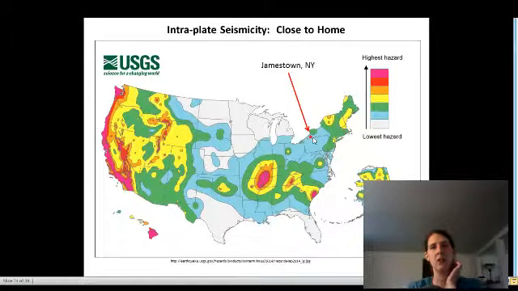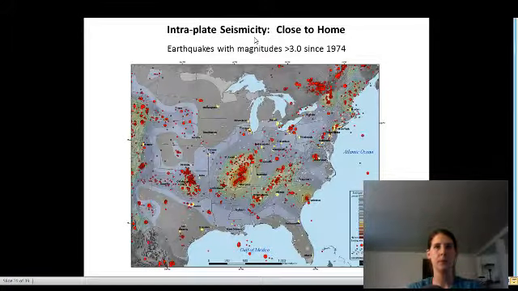And then here in Jamestown, it's a fairly low hazard. There's a little bit of green up here, and again, that's because of that still active fault system up outside of Buffalo. This is showing earthquakes with magnitudes of greater than 3.0 since 1974. So like I said, there's a very active zone here, a little bit right outside Buffalo, a little bit in northern Ohio. There's another fault zone that's known in Virginia.